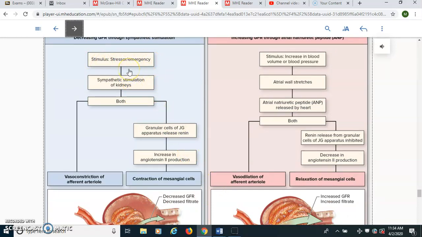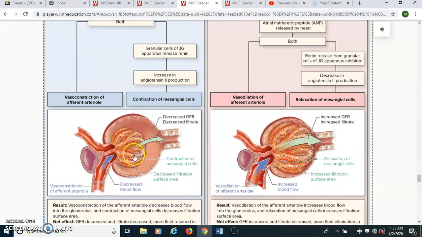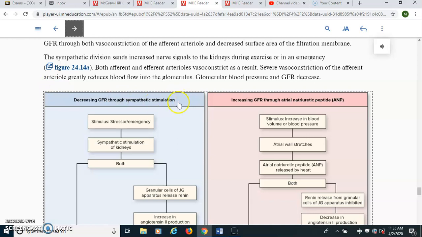Another example the book gave was if you're running a marathon on a really hot day, so you're doing some sort of excessive or very strenuous exercise. Again, your body needs to conserve all the fluid that it needs. So that would be another reason why this process regulating glomerular filtration rate might happen. All right, so that's for the sympathetic stimulation.